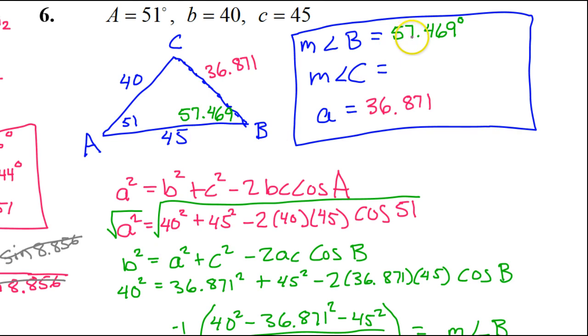So I got 57.469 degrees for the measure of angle B. Now we can easily find the measure of angle C by subtracting these two angles from 180. So I got 71.531 degrees.